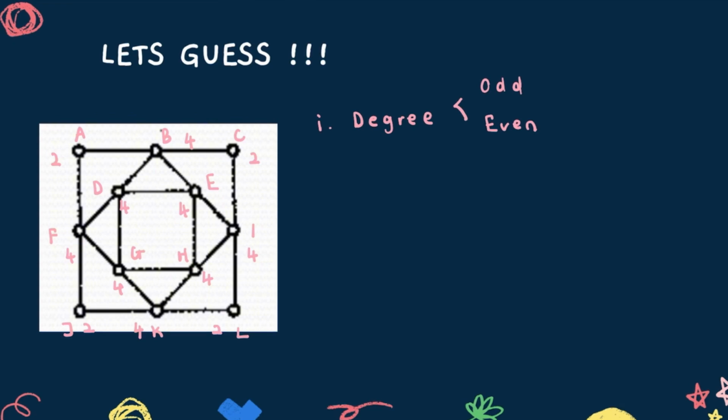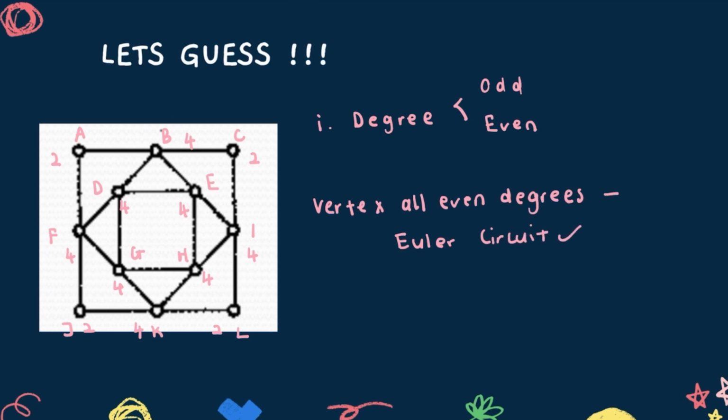So we all know that in an Euler circuit, the vertices must all have even degrees. So as we all know, a graph whose vertices all have even degrees has an Euler circuit.